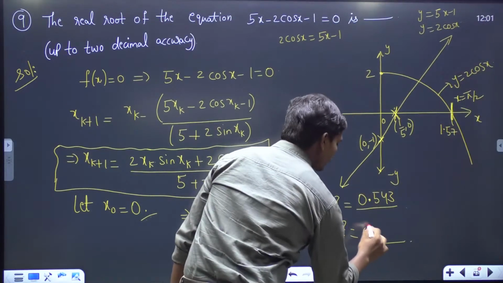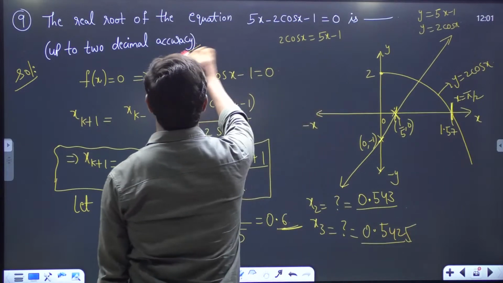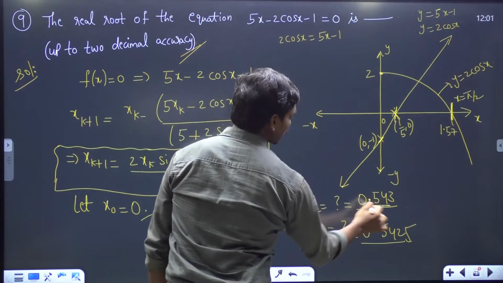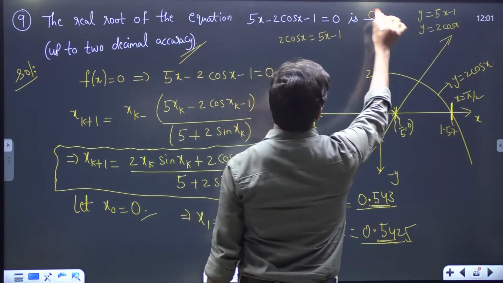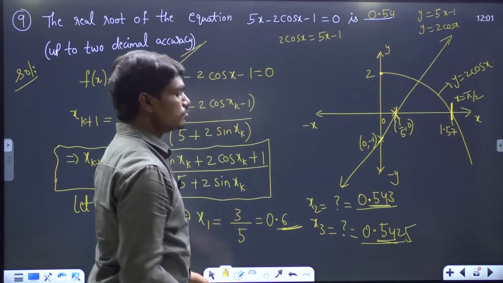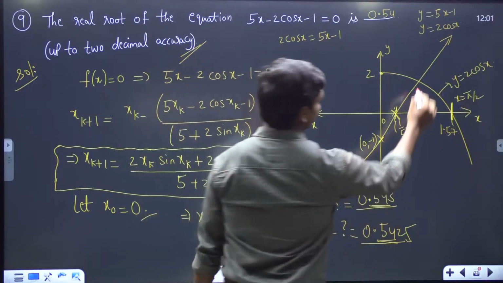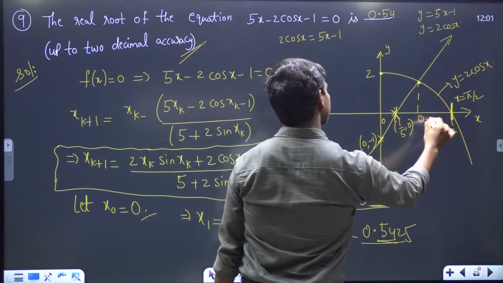So x3 is 0.5425. So if you see, he is asking up to 2 decimal places. So 2 decimal places got matched, 0.54 and 0.54. So we say the answer is 0.54. So this value is around 0.54.